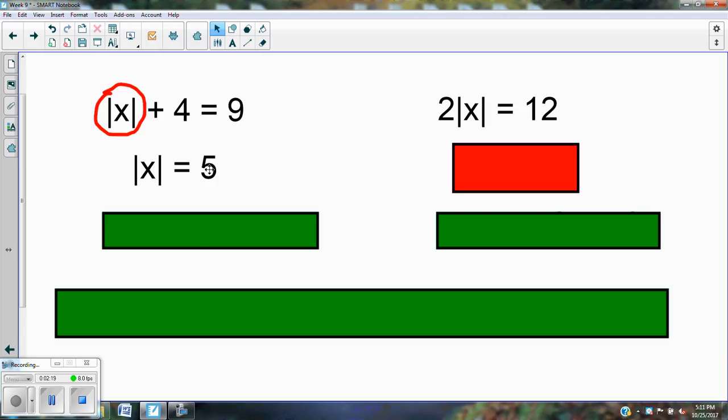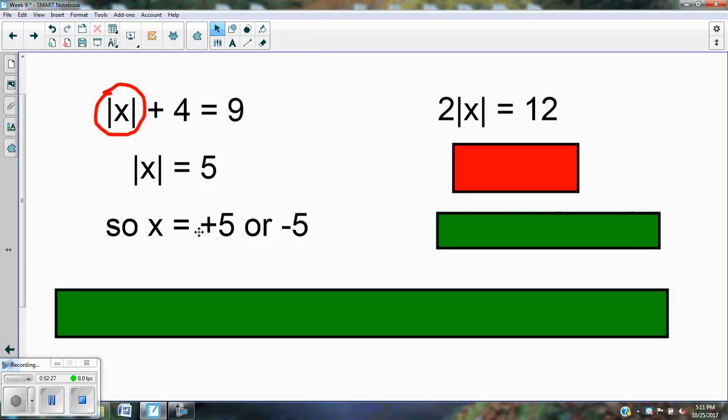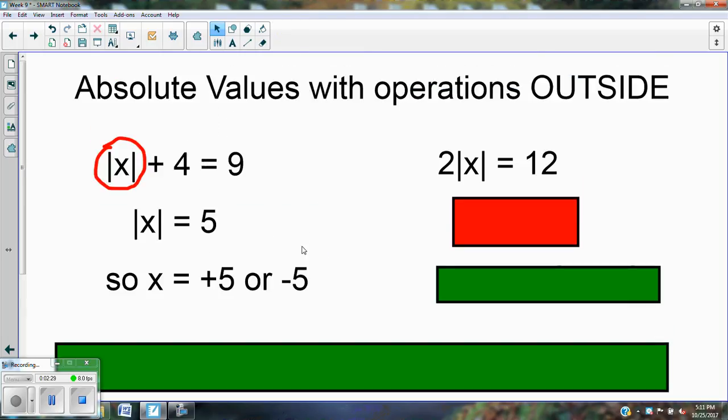Once we get here, this is just like we saw before. There should be 2 answers. So we would say, in this case, x is either positive 5 or negative 5. Those are the 2 answers.